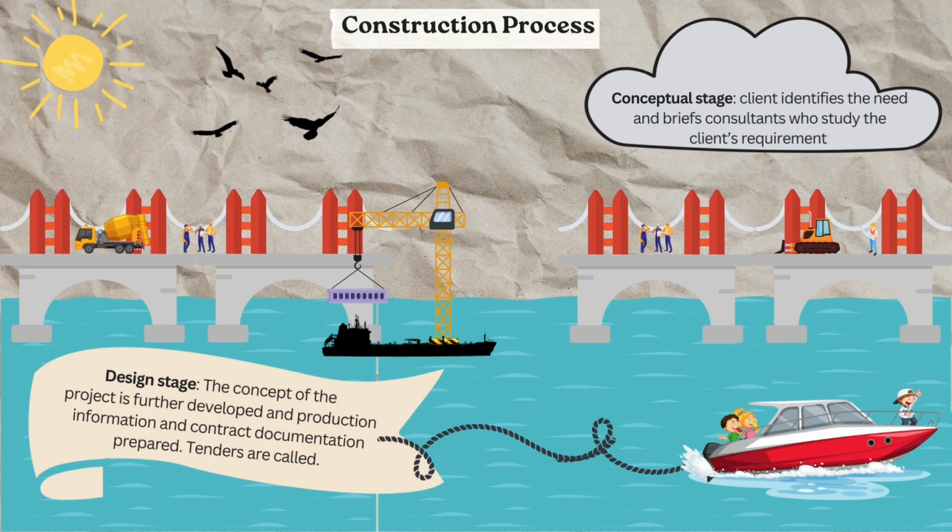Construction process. The construction process may be subdivided into conceptual, design, construction and operation and maintenance stages. Firstly, the client determines the need for the construction item and appoints and briefs consultants who study the client's requirements, present an overview of the design, and assess the project's feasibility.